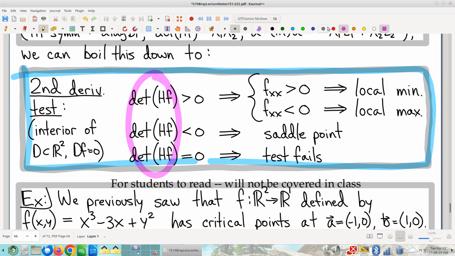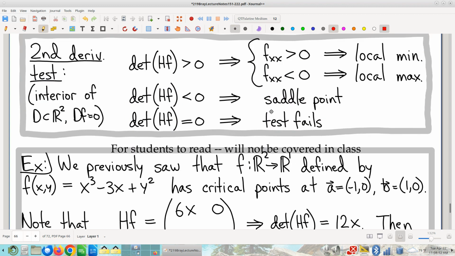You're going to need to look at one of the unmixed partials. Fxx is arbitrary. You can use Fyy if you prefer, but arbitrarily Fxx. Follow the rules, follow the flow chart. It will answer the question to the best of its ability. Do notice, however, that it is possible that the test might fail. Well, again, same as in single variable.